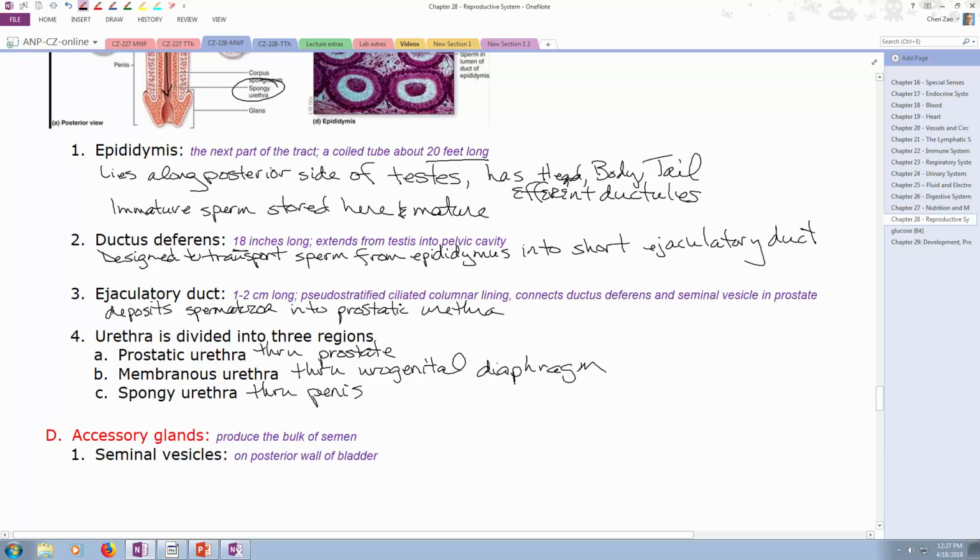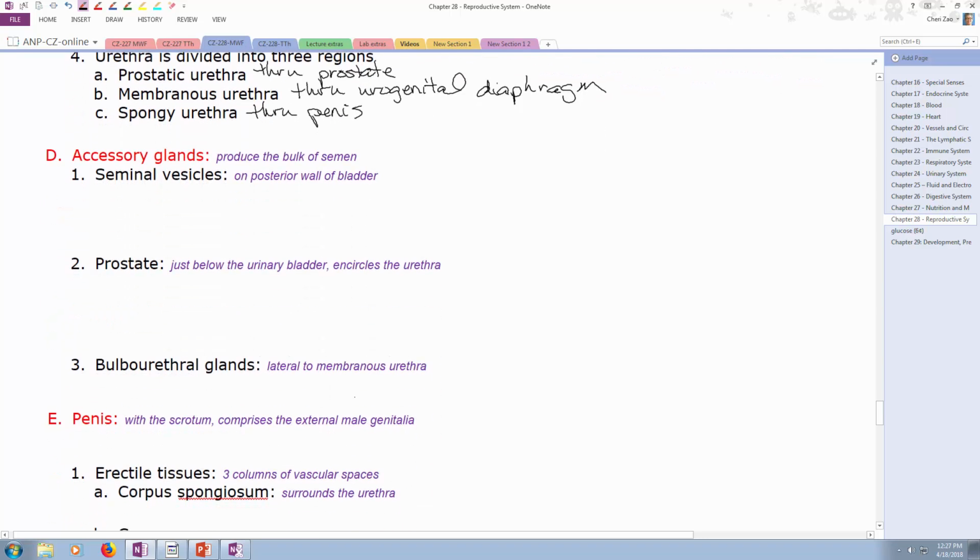Now, let's take a look at the product of ejaculation, which is called semen. So it is an accumulation of different material from different areas. It's going to be sperm cells from the testes that made their way into the epididymis and then the ductus deferens and therefore into the ejaculatory duct and into the prostatic urethra. But then we have other material actually producing the bulk of the semen. Seminal vesicles and the prostate are going to contribute to the bulk of that product or material that we know as semen.